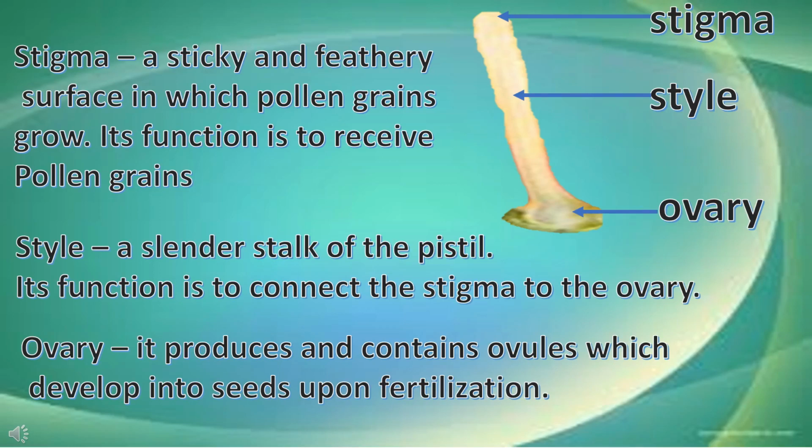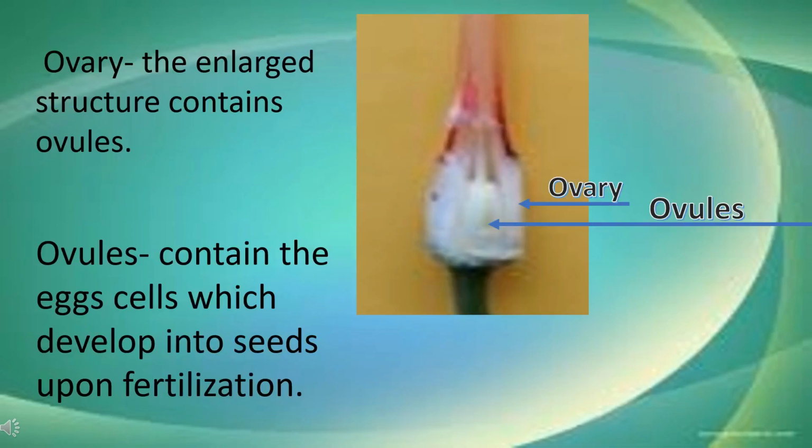Ovary, it produces and contains ovules which develop into seeds upon fertilization. Ovary, the enlarged structure that contains ovules. Ovules contain the egg cells which develop into seeds upon fertilization.